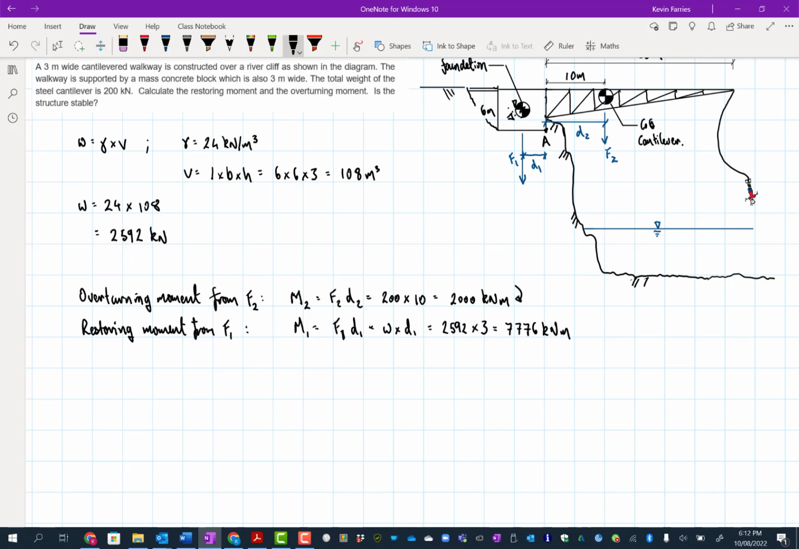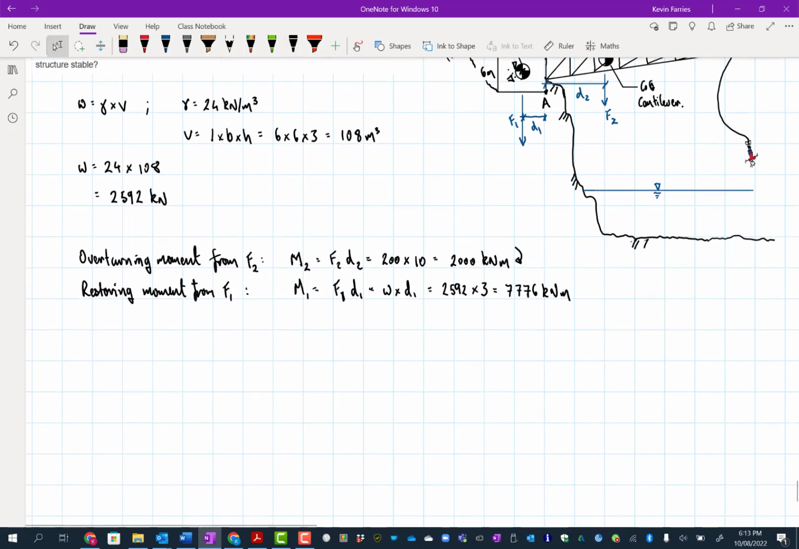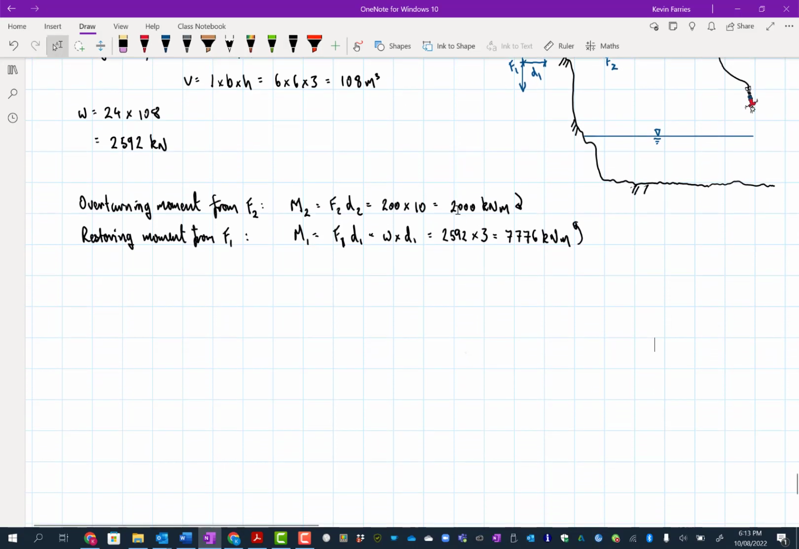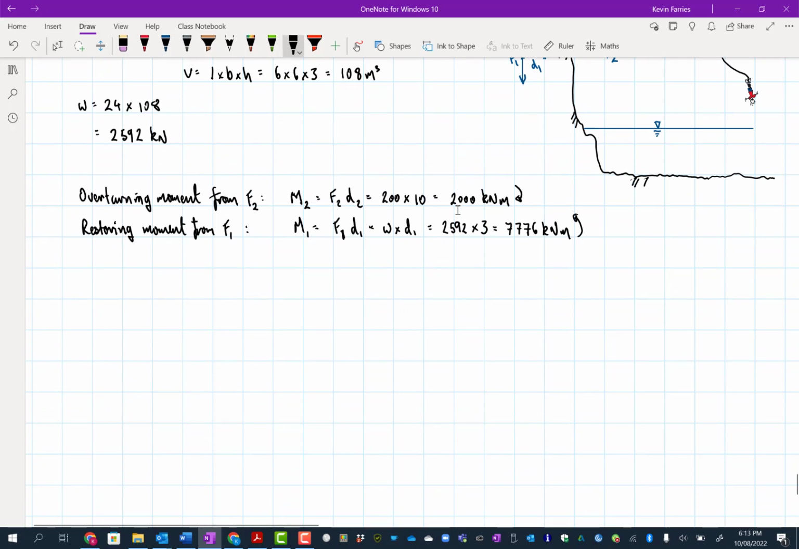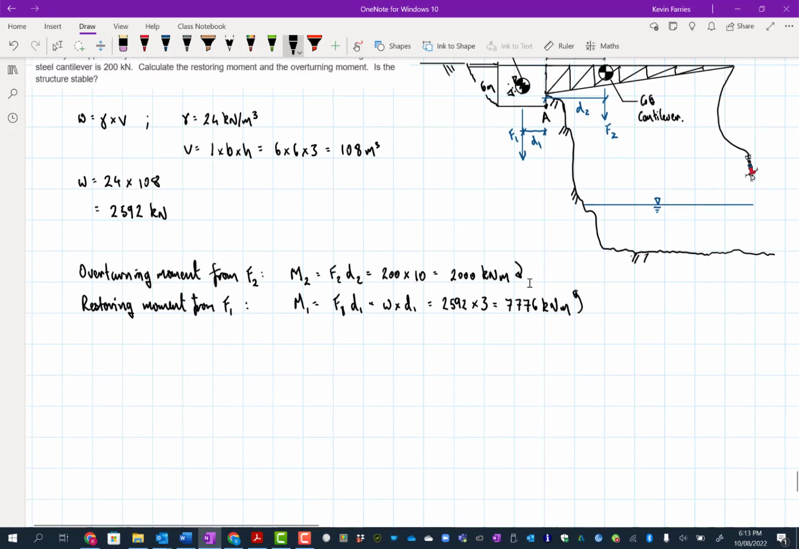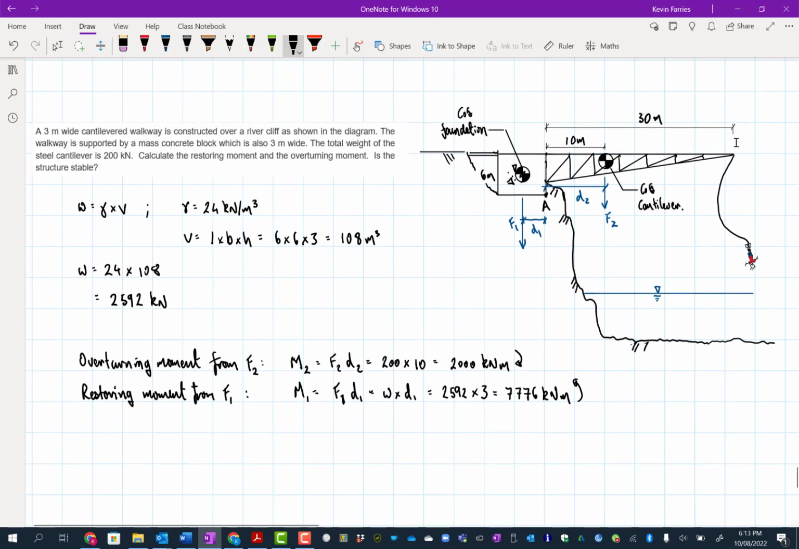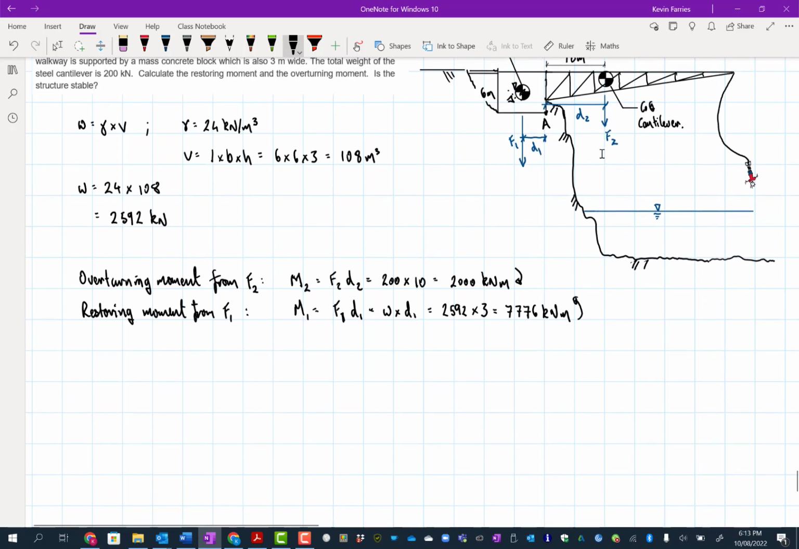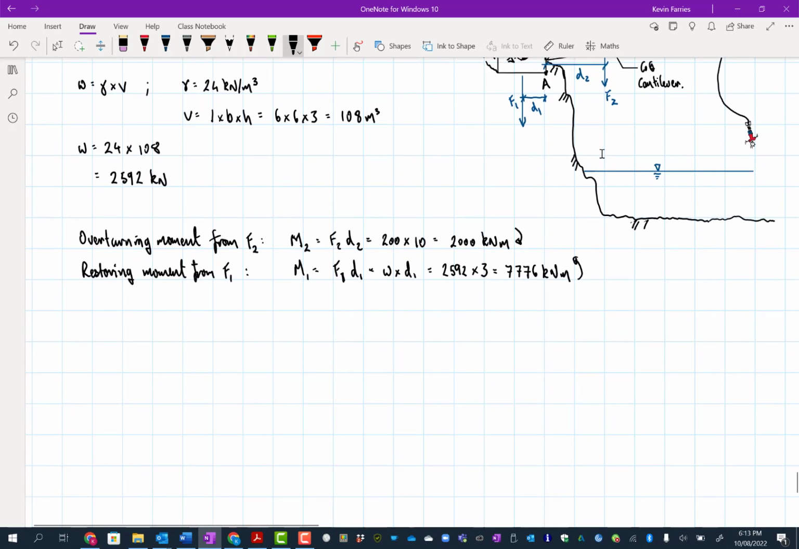Did it ask us for anything else? Not really. And that is going that way, so it's a restoring moment. So we're really just at the answer. You can see the restoring moment is much larger than the overturning moment. Why would that be the case? Well, because they'll want to allow for the weight of people on top of this and so on. And you want a factor of safety. Usually on overturning, you've got a factor of safety of 2. So you want the restoring moment to be twice the overturning moment. Not always, sometimes a little bit less, but there's a rule of thumb.